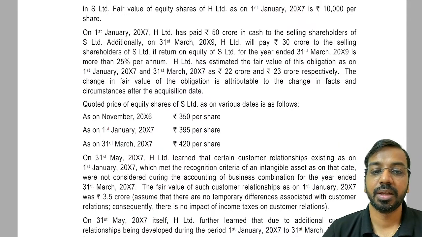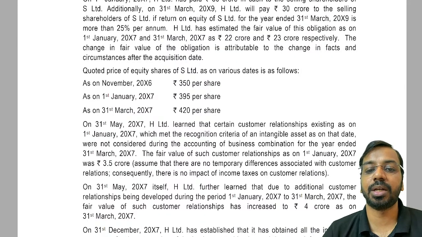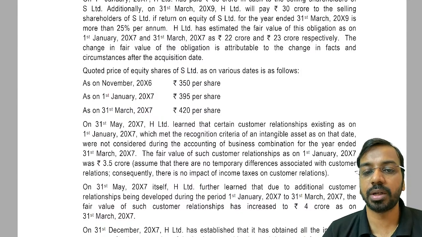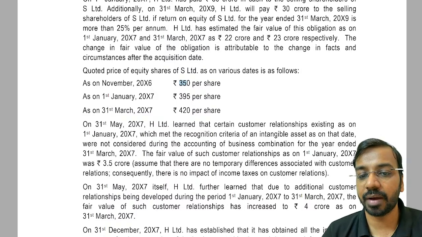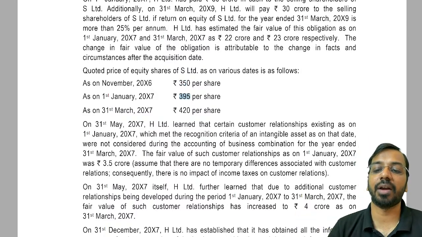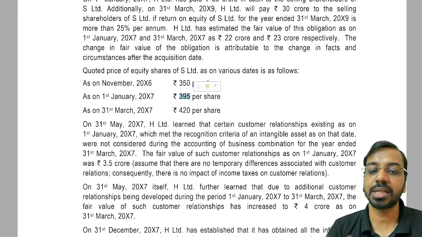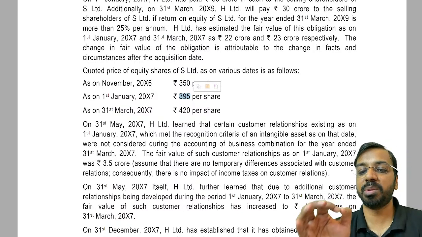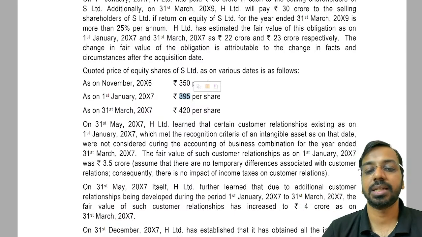Then quoted price of equity shares of S Limited on various dates are: November year 6, 350; 1st of January, 395; 31st of March, 420. So for us, the valuation that is relevant is 395. 395 will be the fair value of the existing stake.